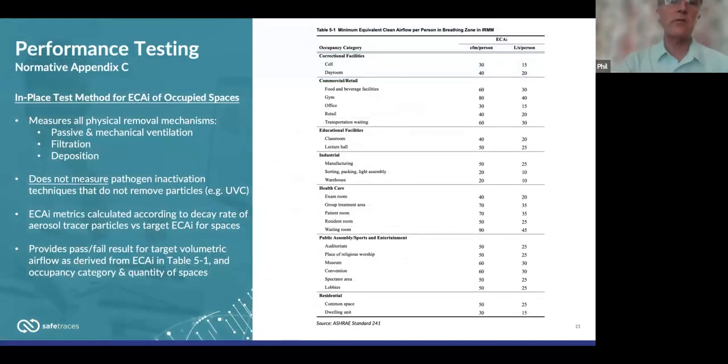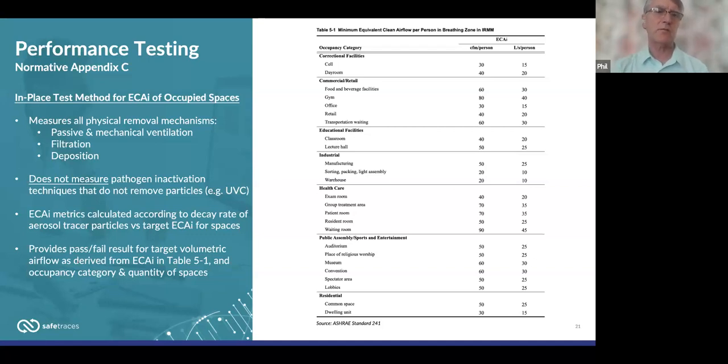All right. In normative Appendix C, you're allowed to do an actual aerosol challenge test in the occupied space to prove the volume of ECAI. And you do this by emitting aerosols into the space and measuring how quickly they're removed. This takes into account all the main characteristics of filtering the air, the passive and mechanical ventilation, filtration, deposition of the aerosols over time. They come out of the air just by themselves.